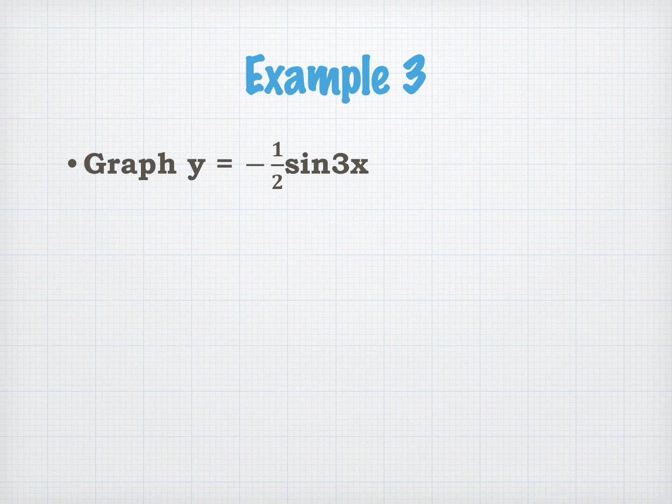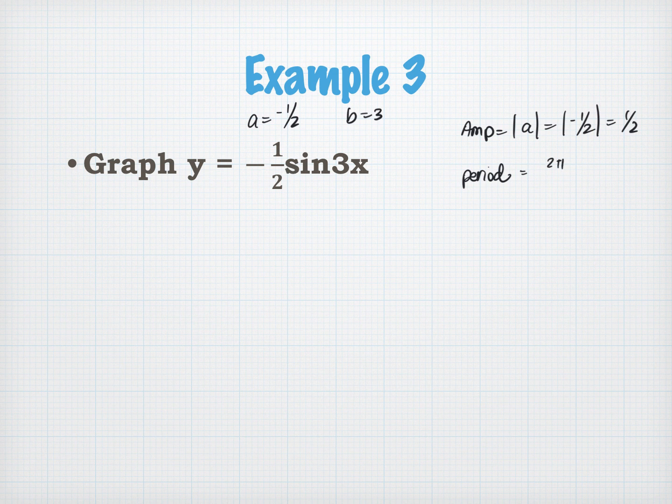So we're going to do another one. We come over to here. We've got, notice, another reflection, right? So A right now is -1/2. B is 3. And so I come over here, and I know my amplitude is going to equal the absolute value of A, which is the absolute value of -1/2, which is 1/2. And the period is going to be 2 pi over the B value. So it's going to be 2 pi over 3.